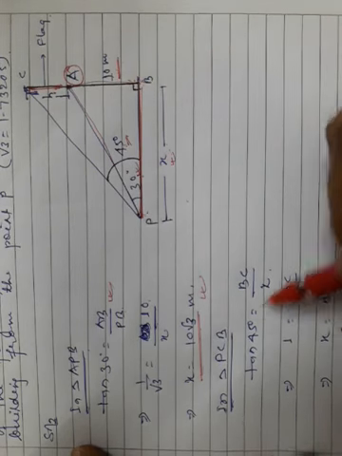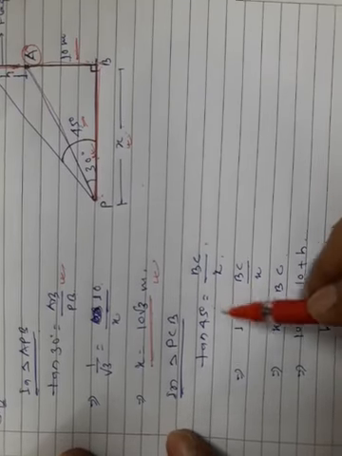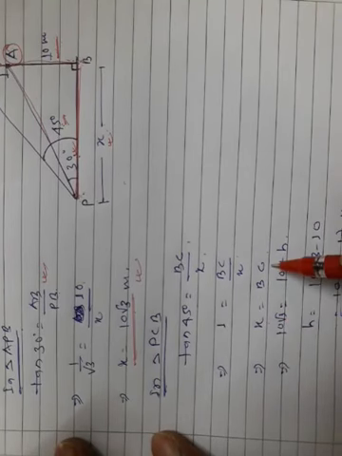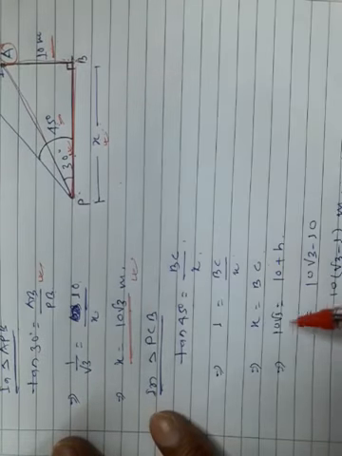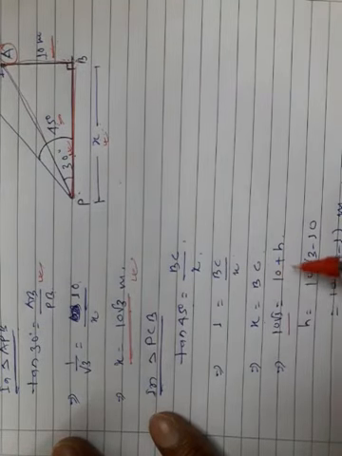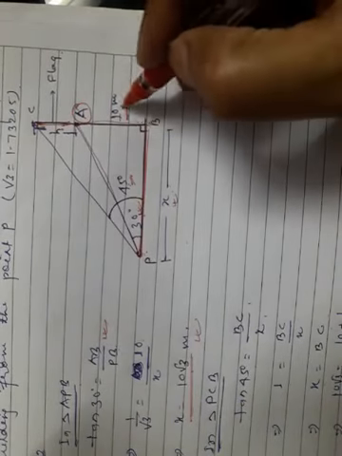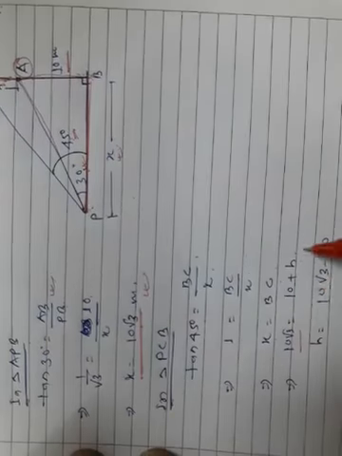So that means tan 45 degree equals BC by x. The value of tan 45 is 1, and BC by x. After cross multiplication, BC equals x. The value of x you already calculated here, 10 root 3. So 10 root 3, and BC is here 10 plus h. You see the diagram. BC is 10 plus h. This is the BC. So 10 plus h.